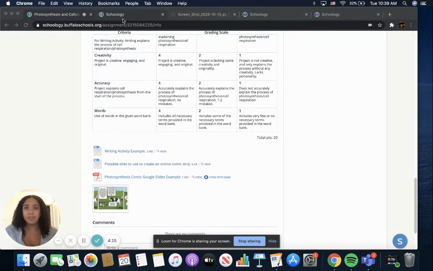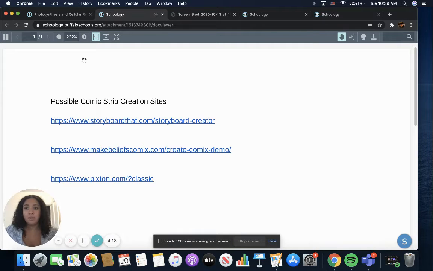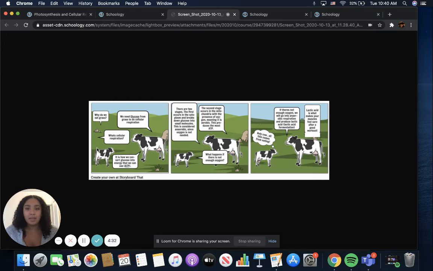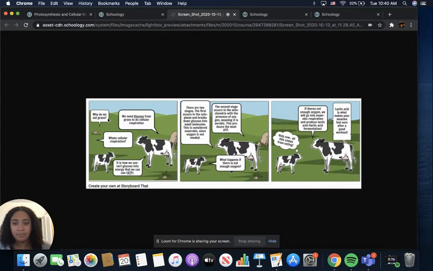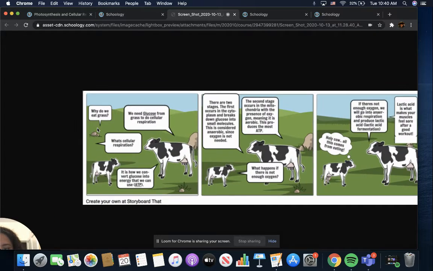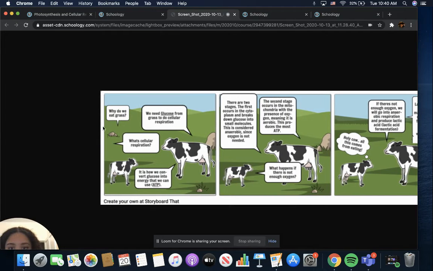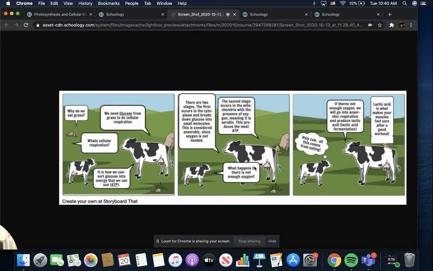So let's look at some examples. Well, here are some possible comic strip creation sites. For mine that I will show you, I use storyboardthat.com, this link right here, where there's 2 other options. So this is the comic strip I came up with. Let me zoom in so you can see. As you can see, I clearly underlined the words in the word bank. I didn't do all of them because I don't want you guys copying my example.